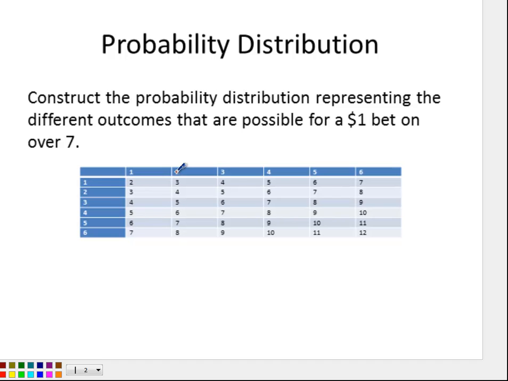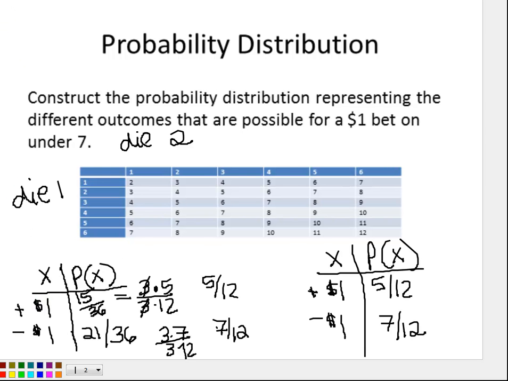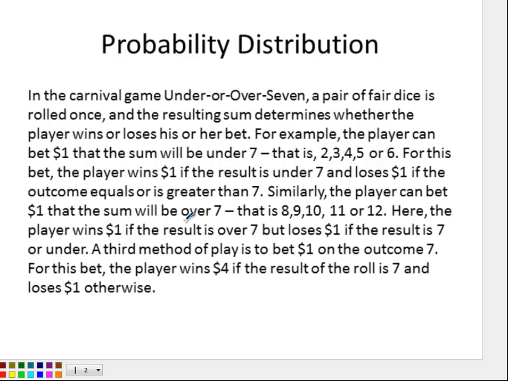So you can win $1 if you get an outcome of over 7. So I believe they said 8, 9, 10, 11, and 12. Is that what it said, over 7? 8, 9, 10, 11, or 12.